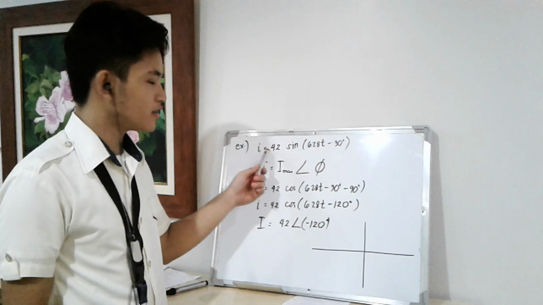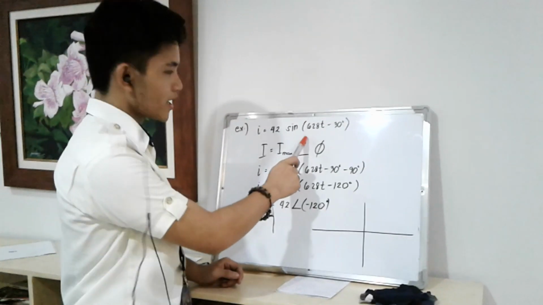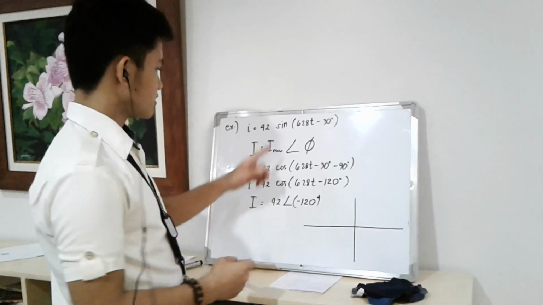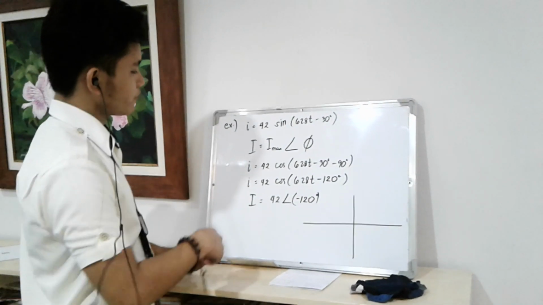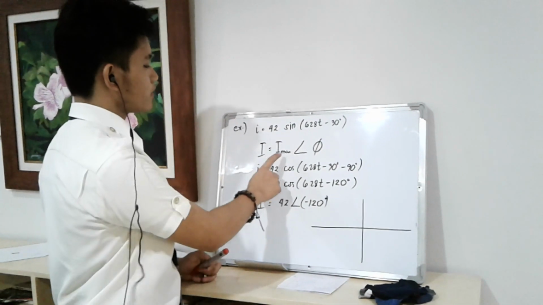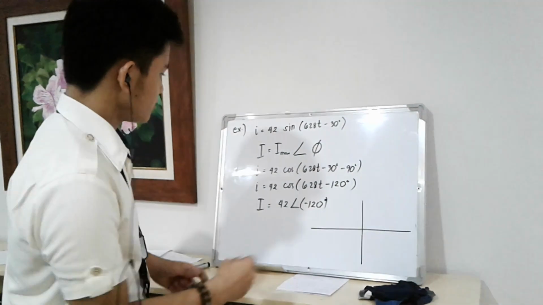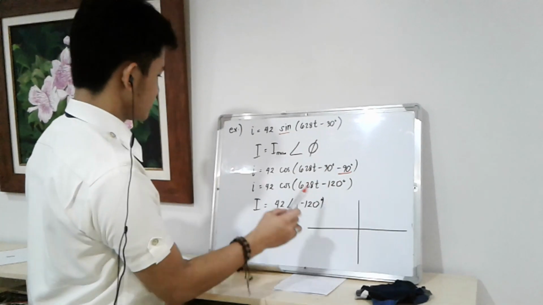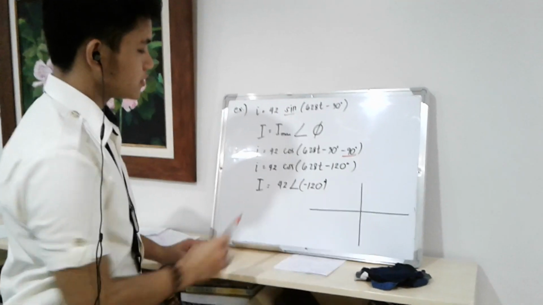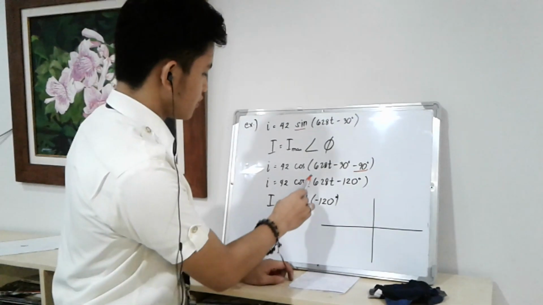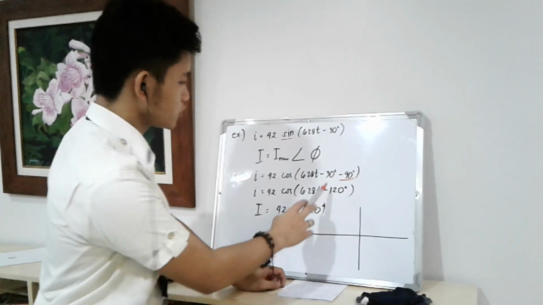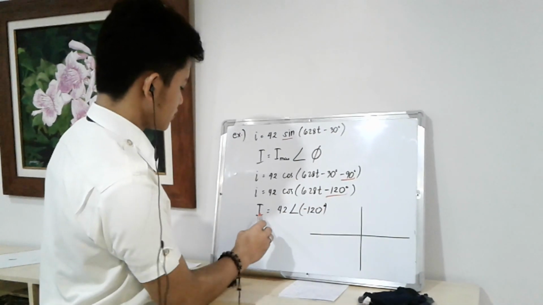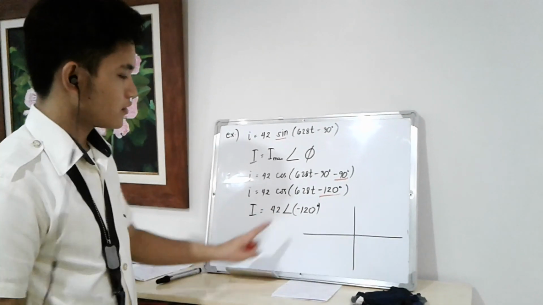The equation I equals 42 sine of 628t minus 30 degrees. To write it in phasor domain, I equals I max angle phi. Since it is sine, we convert it into cosine, so minus 90 degrees. So I equals 42 cosine of 628t minus 120. So writing in phasor domain, I equals 42 angle negative 120 degrees.